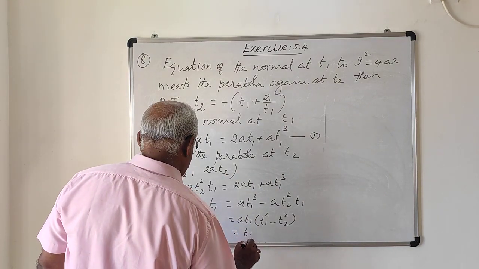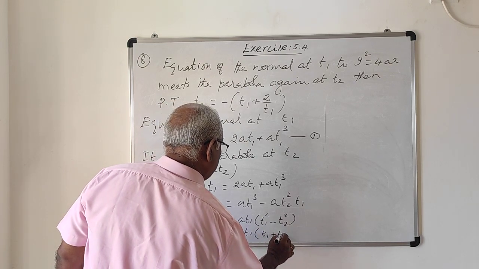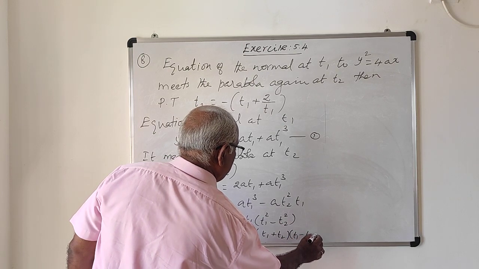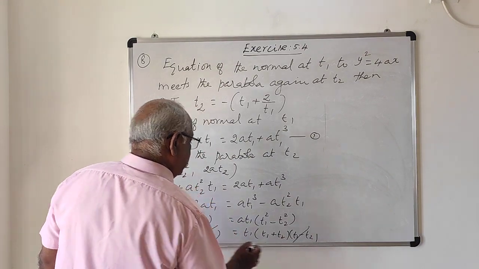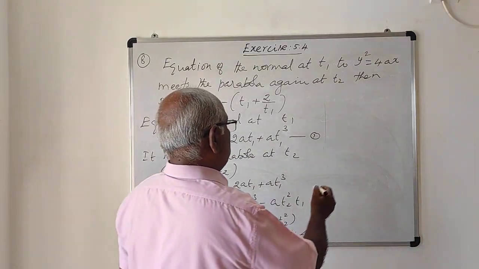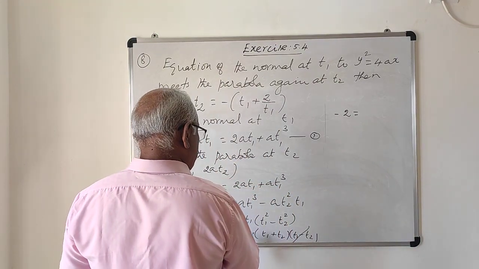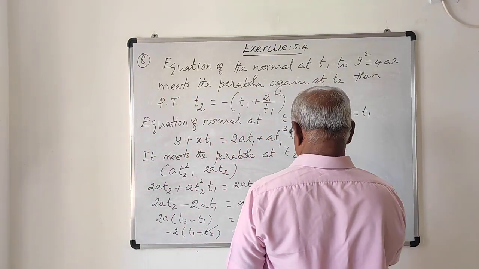Here also a cancels, you will get t1 into t1 square minus t2 square, factorizing, t1 plus t2 into t1 minus t2. Cancelling one t1 minus t2 on both sides, you will get minus 2 equal to t1 into t1 plus t2.